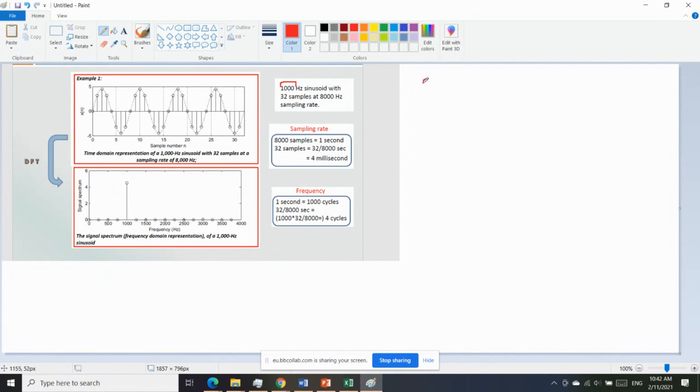1,000 times means the cycle, or the period, will be 1 over 1,000 seconds, which is 0.001 seconds. Now we want to take 8,000 samples per second, so every second we're going to take 8,000 samples.